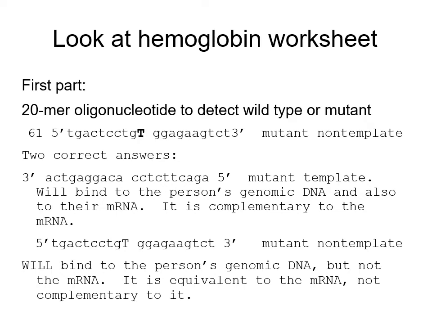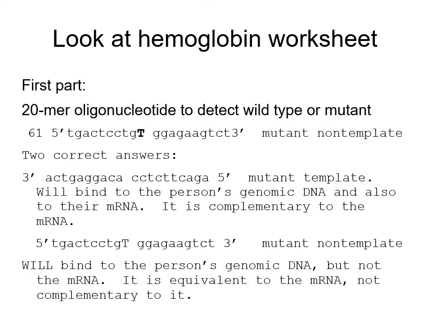Okay, before we get started on the day's work, I would like to look at the hemoglobin worksheet. I haven't actually graded them, but I have read through quite a few of them, and I found some common mistakes that people need to watch out for in the future. Okay, first of all, the first question was that you were supposed to look at the hemoglobin sequence and then write the sequence of a 20-mer oligonucleotide that would detect the wild type or the mutant in each case.